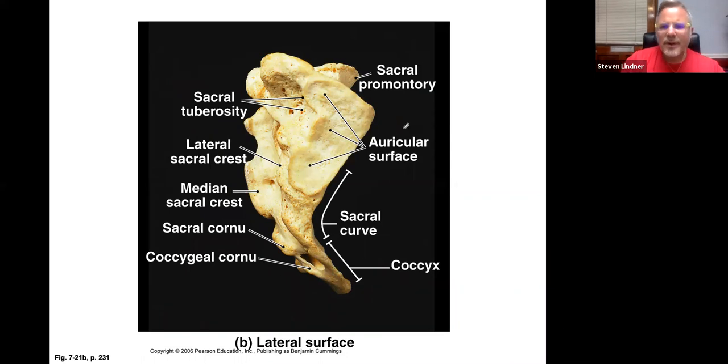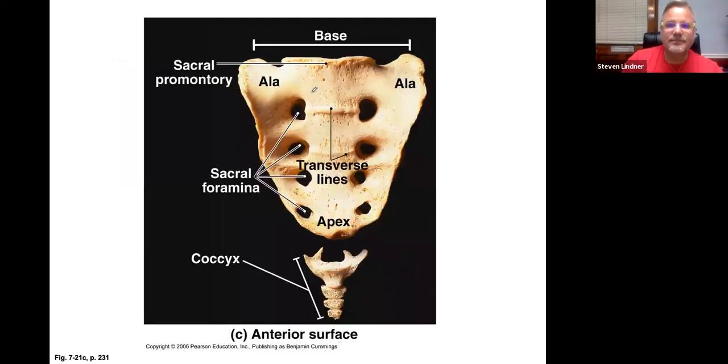The auricular surface here of the sacrum is going to be an attachment site for the ilium, which is part of your pelvis. And they call it the SI joint, the sacroiliac joint. This is a key feature of making your sacroiliac joints. Sacral base, sacral apex, and the sacral foramina are the holes. The sacral promontory is just the most prominent part of the anterior surface.